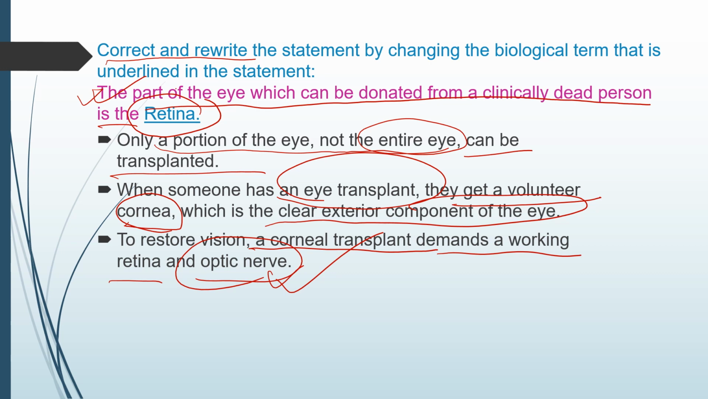So the thing is, what does working mean? Till the person died, he should have a functional eye. That is, he was not a blind person. You can't transplant the eye of a blind person because they don't have a functional optic nerve as well as retina. Otherwise, they would be able to see. So this is why it is the cornea. The part cornea is to be transplanted to get a functional eye transplant. So the answer should be written in this form. The underlined part should be replaced by cornea.